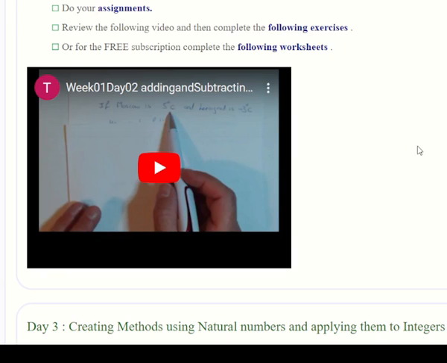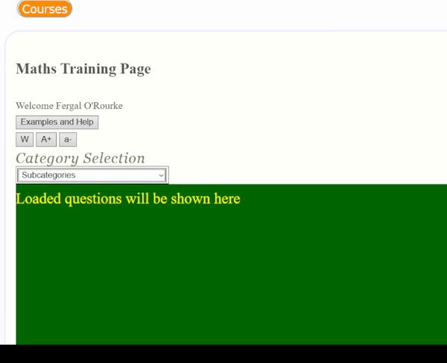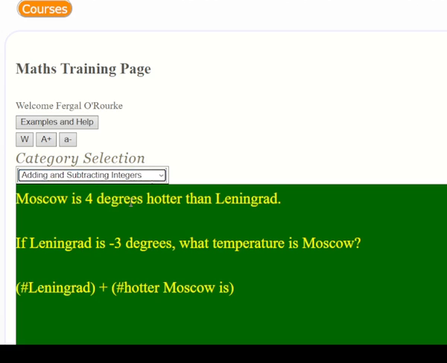So the next thing that I do then obviously is I review the following video and then complete the following exercises. So for you, you would click on the video, but I've already seen the video, so I'm going to click on the link that says the following exercises, which brings me to the maths training page. So as usual, once we go here, we click on this category selection, and we've got 3 sets of questions that we need to answer today. So let's have a look at the first one, adding and subtracting integers.